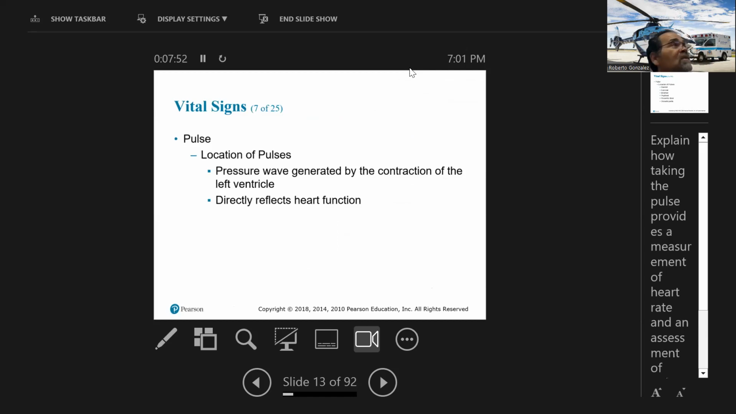Pulse, the location of the pulse that we have. It's a pressure wave generated by a contraction of the ventricle itself. Remember, it feels like a little ball that's traveling through there. It directly reflects the heart function, to see if it's actually pumping out.